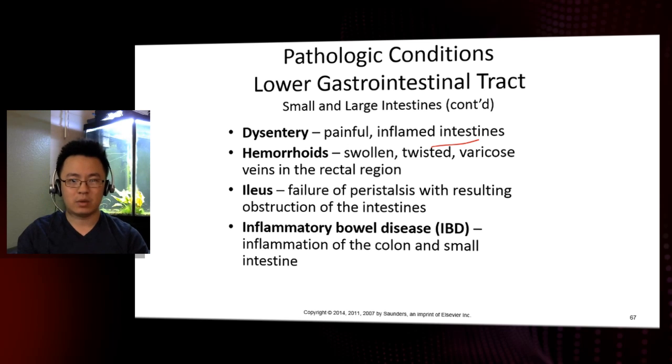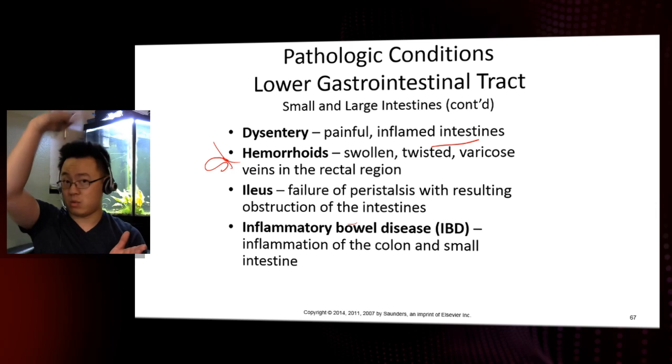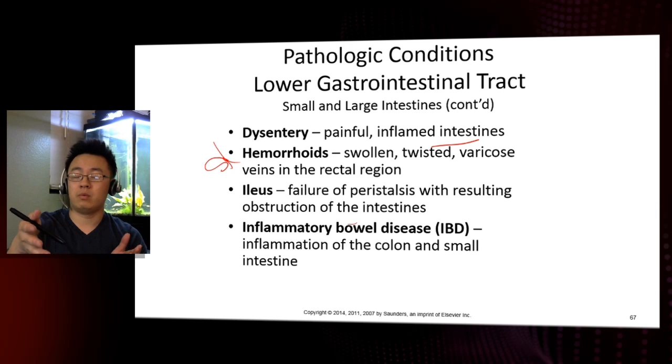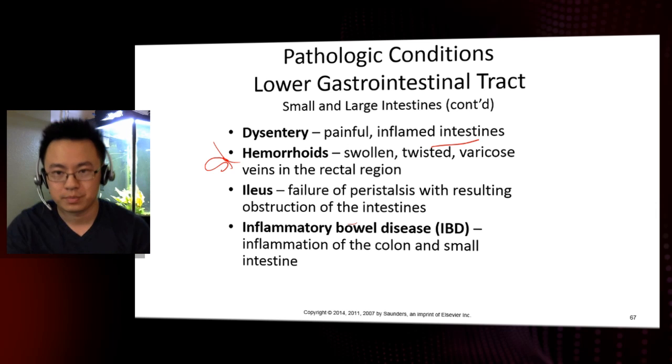Hemorrhoids is another one here. Hemorrhoids is when you have swollen, twisted varicose veins in the rectal region. These a lot of times can burst open, leading to bleeding in the rectal region. Now, as I mentioned, if the bleeding is further in, the feces will come out looking black. If it's toward the anus, it's going to look bright red.